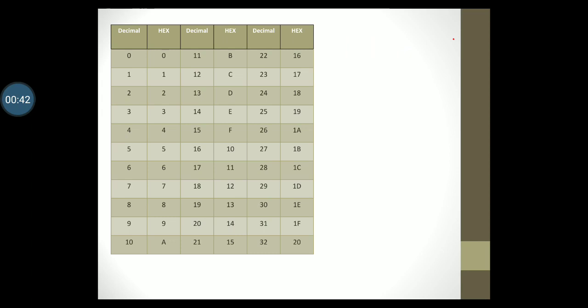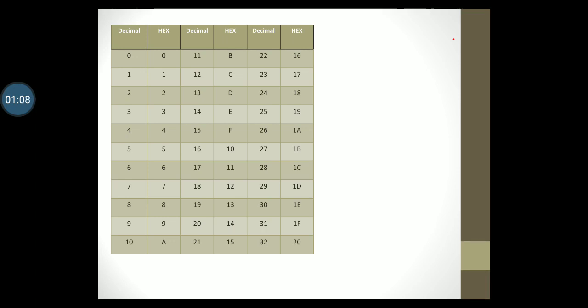First, let's take a look at counting in hexadecimal. In this table, notice that we have 6 columns. The first, third and fifth column display the decimal numbers 0 till 32. The second, fourth and the sixth columns display hexadecimal numbers for the same decimal number. Let's start from the first column.